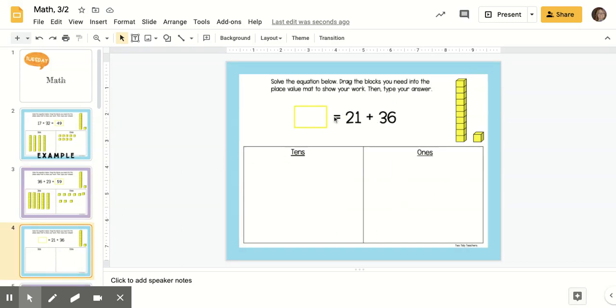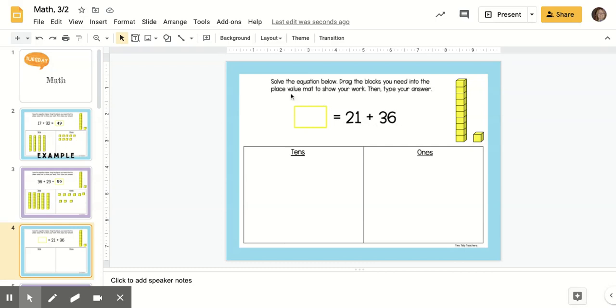And oh, look at this. This is interesting. On this slide, we have the sum comes at the beginning of the math sentence, not at the end like we're used to seeing. So we have a sum equals 21 plus 36.